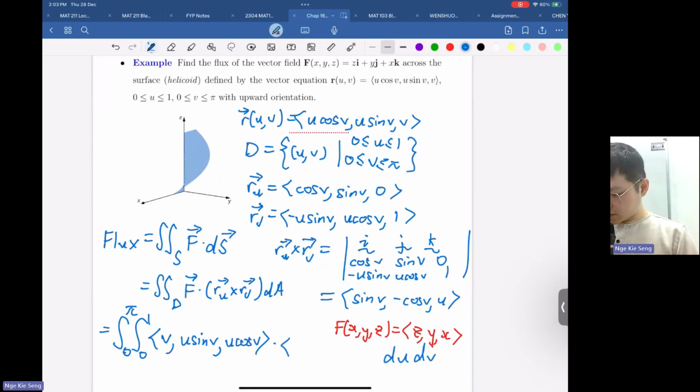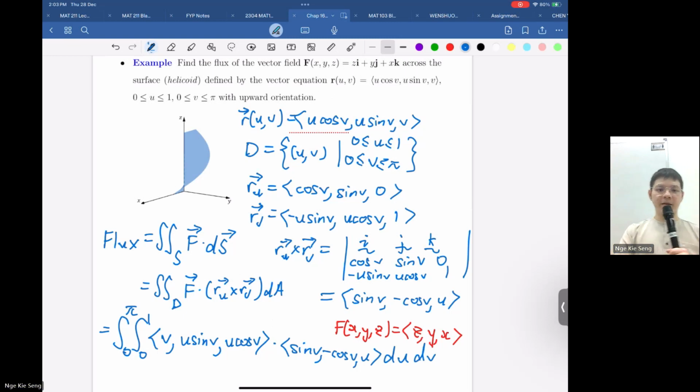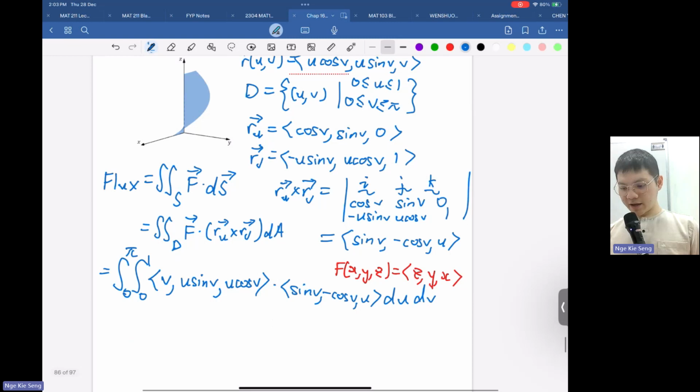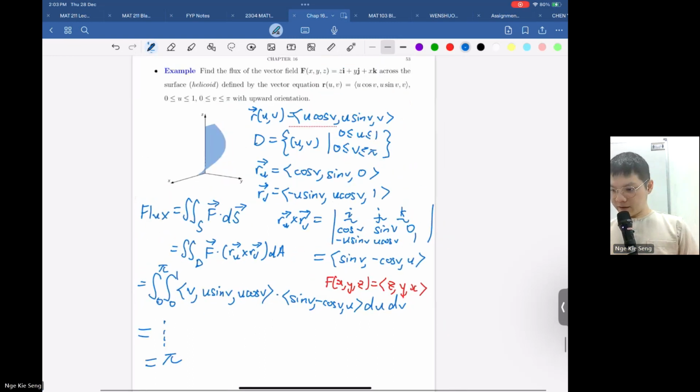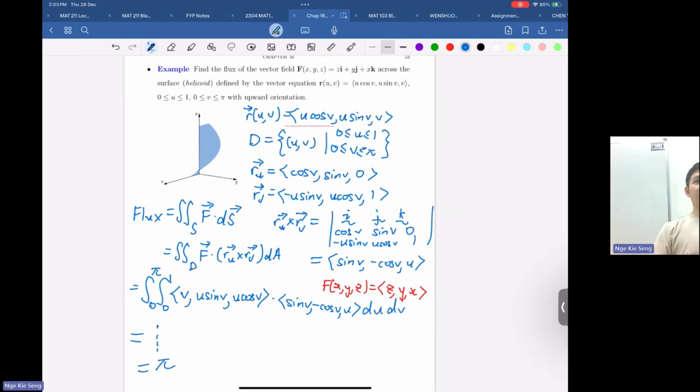To dot with your cross product vector. Yeah, and then you do this computation here. And then the answer you should get is pi. Any question or not about this?